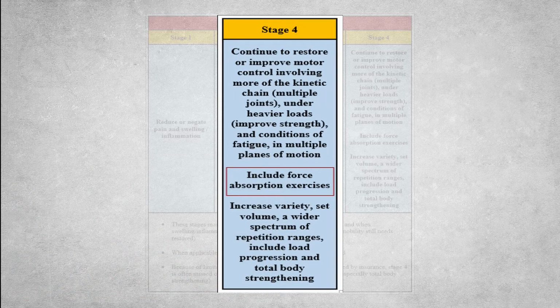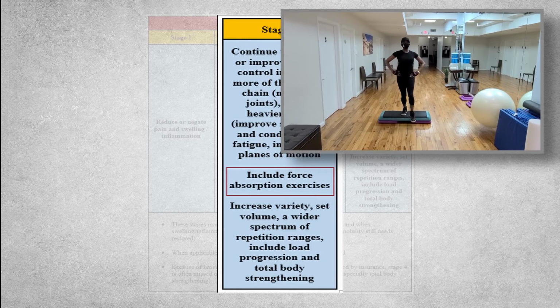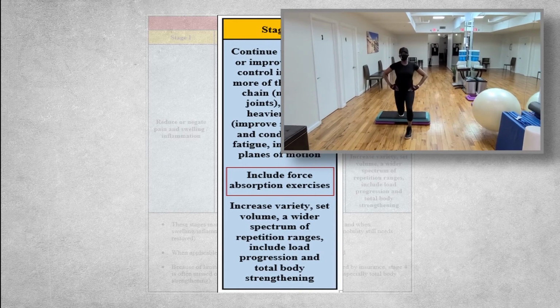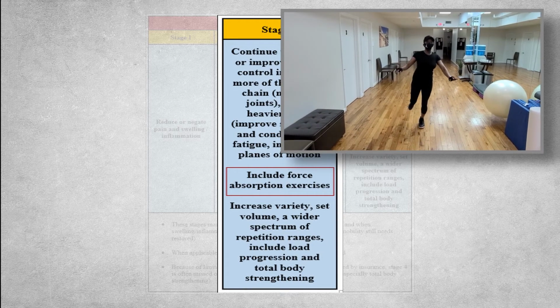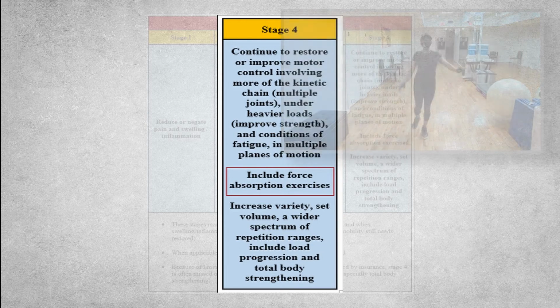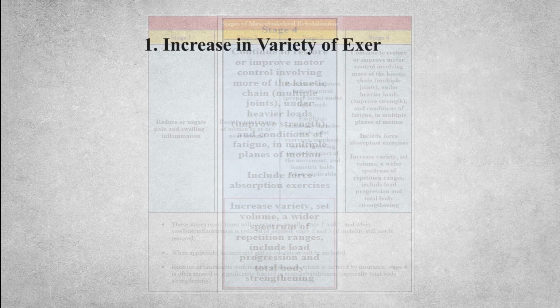But stage 4 should also include force absorption exercises in a perfect world, such as step downs as a more basic form of a force absorption exercise for the lower body, or for more advanced individuals, things like hops, bounds, and jumps.